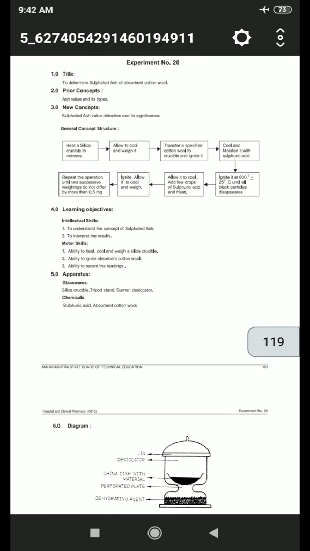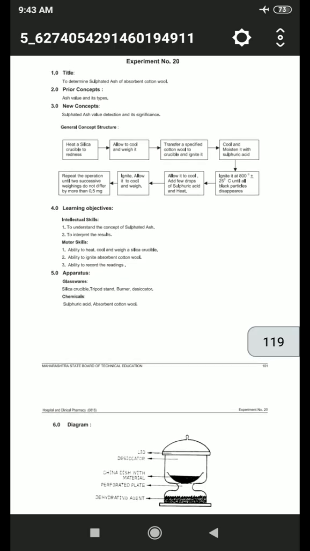Then third is sulfated ash value. It is used for the detection of low grade products. Then water soluble ash value. It is used to detect whether the material is exhausted by water or not, that is tea leaves, then ginger, rhizomes. Okay.